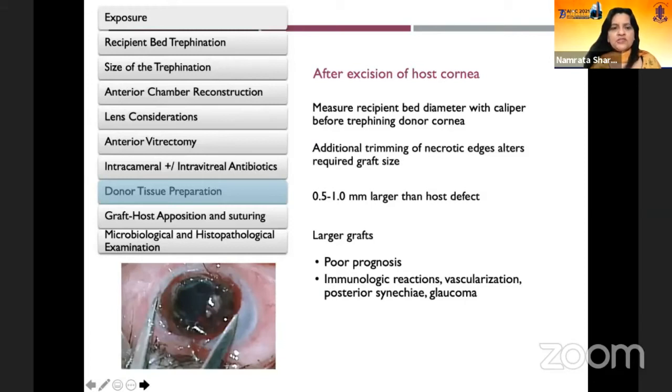Now, after the excision of the host cornea, the donor tissue can be prepared. Of course, there can be some controversy in this, that you prepare the donor tissue first, because otherwise there are chances of expulsive hemorrhage also in these cases. And measure the recipient bed diameter with the caliper before trephining the donor cornea, and additional trimming is then done. And again, you go 0.5 to 1 millimeter larger than the host defect.